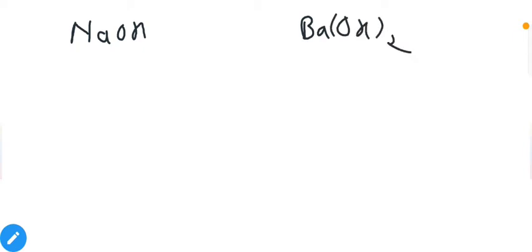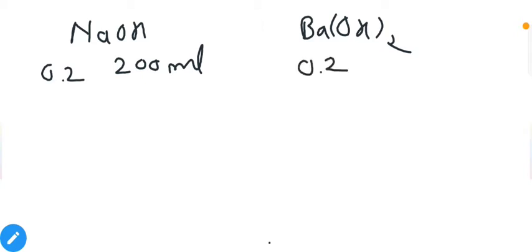For normality, we have to concentrate on the number of moles of OH minus ions. So again, let us start with our initial data: NaOH and Ba(OH)2. The concentration of NaOH was 0.1 and total volume 200 ml. The concentration of Ba(OH)2 was 0.2 and volume 300 ml. Sorry, for NaOH it is 0.1, not 0.2.